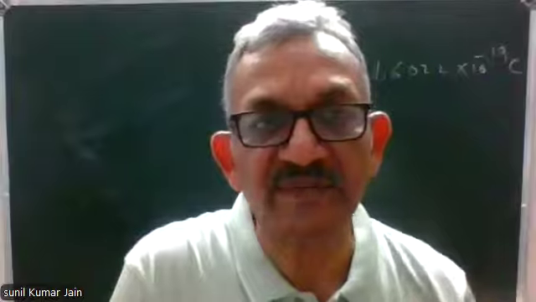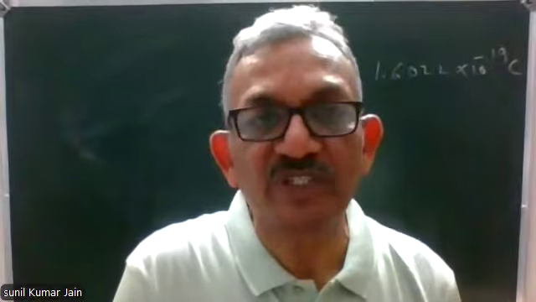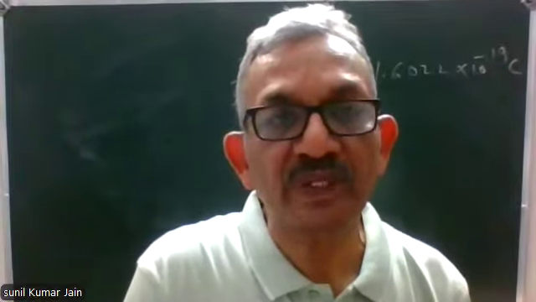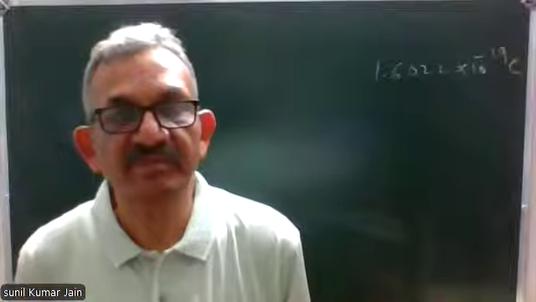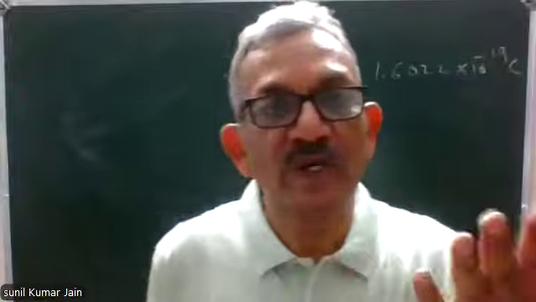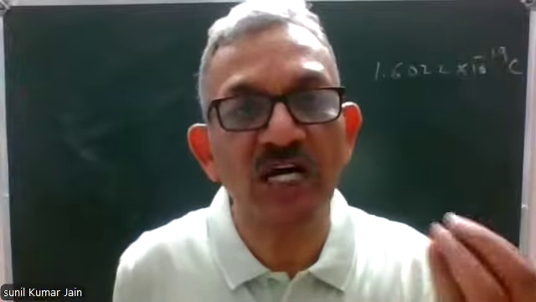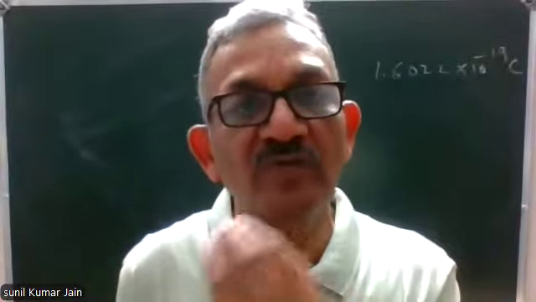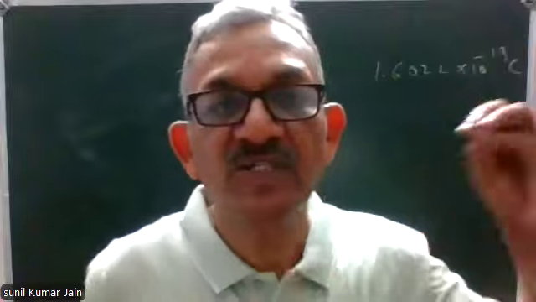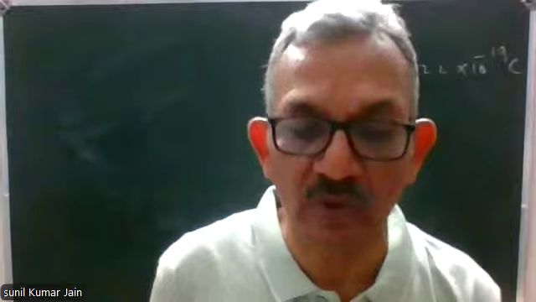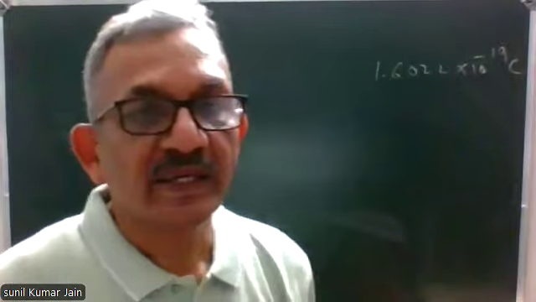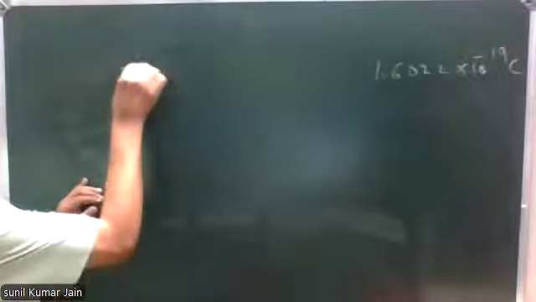Nature of the charge is negative. Charge on an electron is called 1 unit of negative charge, and its precise value is 1.6022 into 10 to the power minus 19 coulomb. Now, rest you copy from the board.